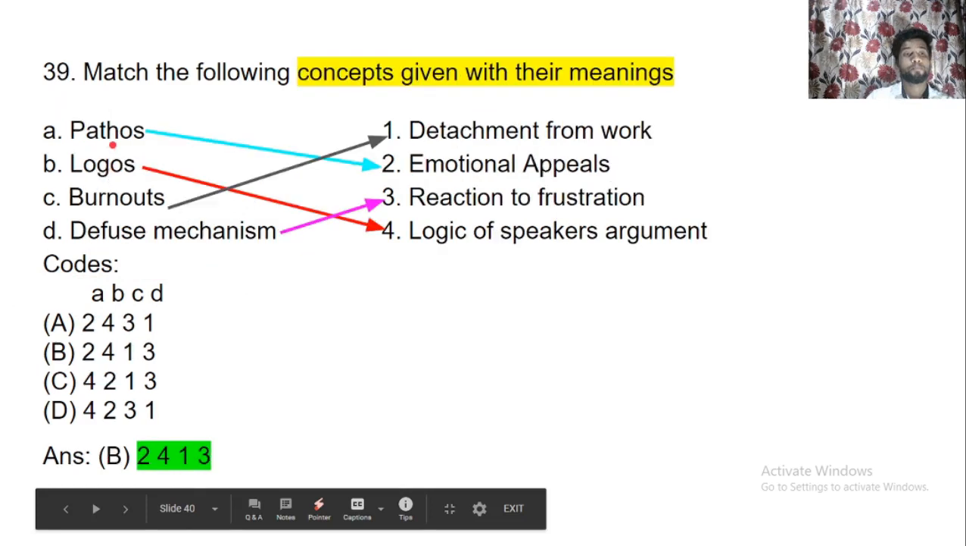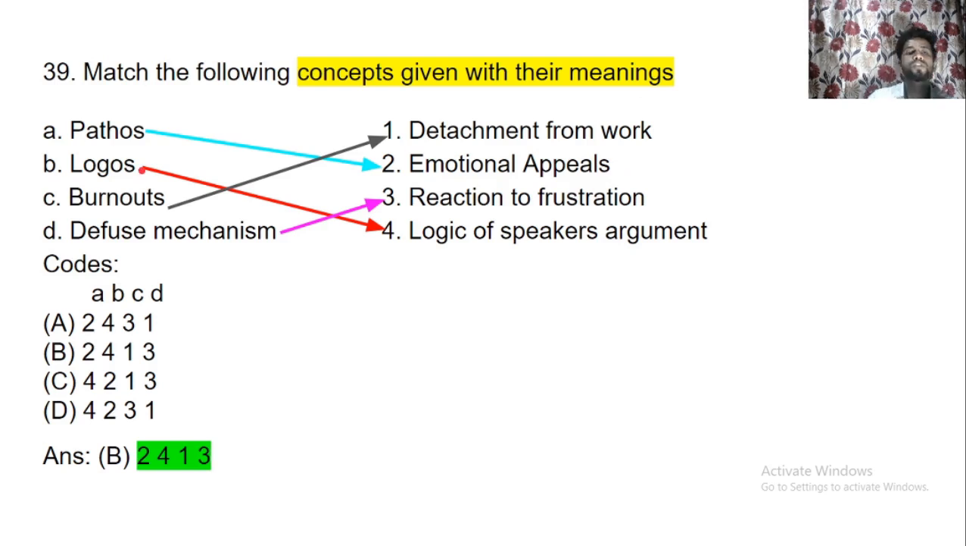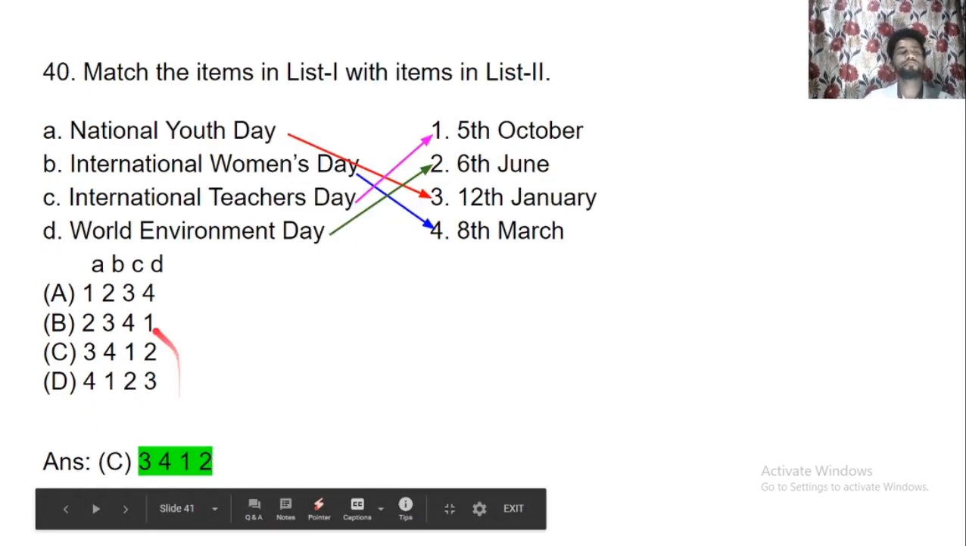Now, pathos, okay, concepts and their meanings. Pathos means emotional appeal. Logos means logic of the speaker's argument. Burnout means detachment from work, and diffuse mechanism is reaction to frustrations. So this will be your correct sequence.